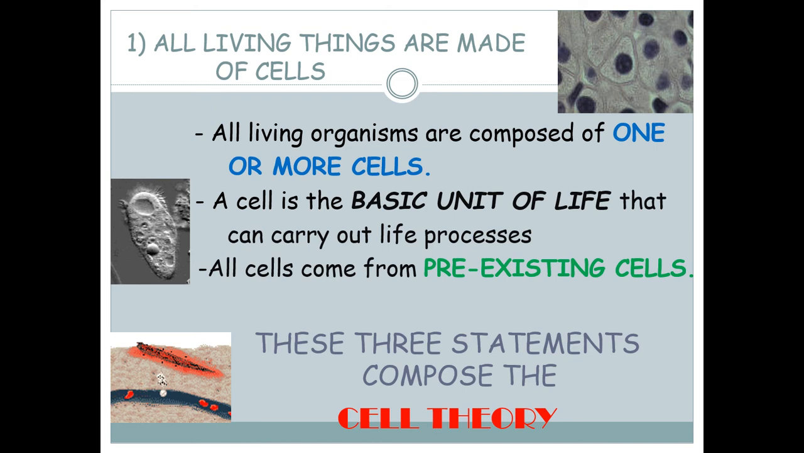For some things that are unicellular, the cell is the organism. We'll get to that later on. And then finally, all cells come from pre-existing cells. This is the notion of what's called biogenesis, that life comes from life. And we will talk about a rejected theory called spontaneous generation, where living things came from non-living things, how it was rejected and took all the support and put it toward biogenesis.